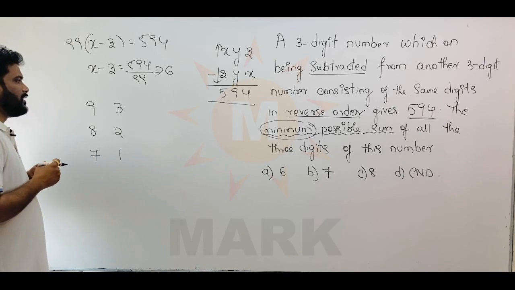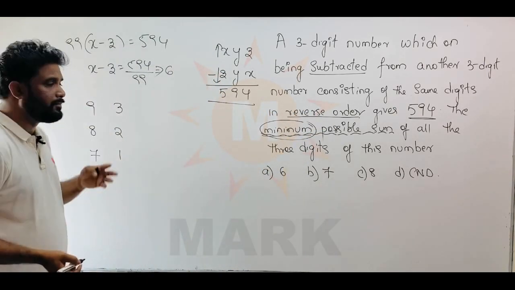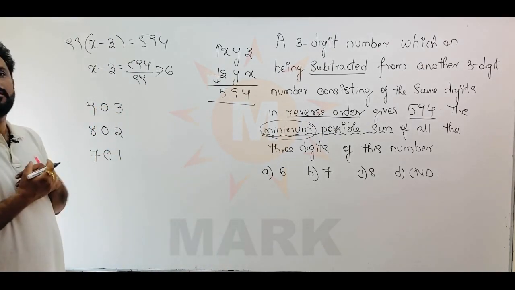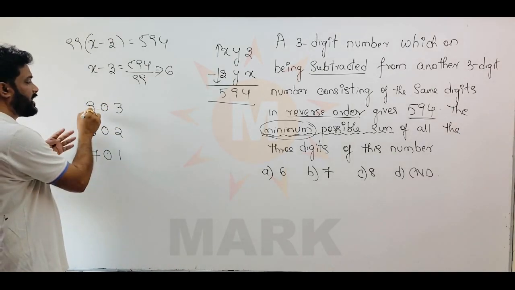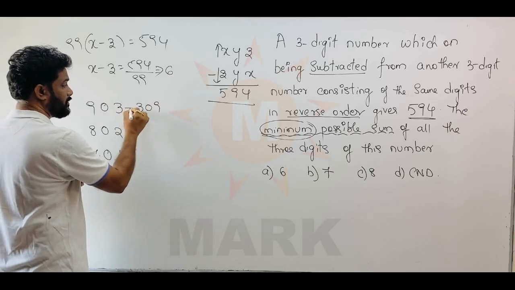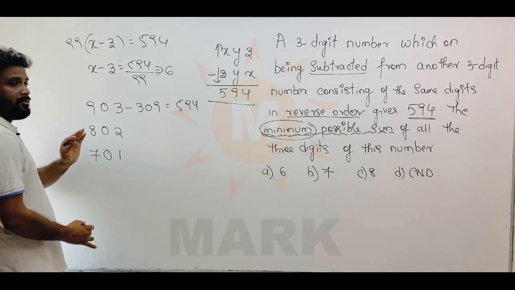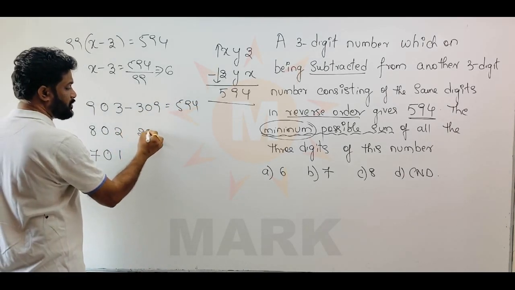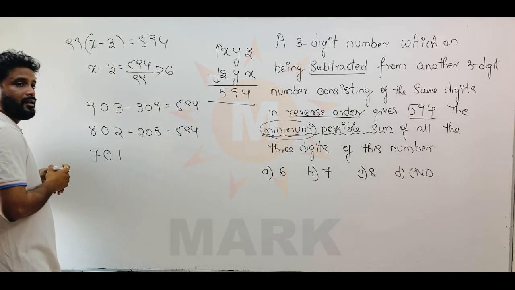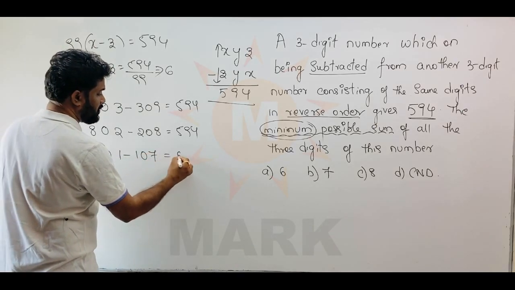Fine, very good. Now he is asking for the minimum possible sum. For the minimum condition, I am putting 0 in the middle digit, because if you put 0, you will get a minimum sum. The first choice is 903. If I reverse the digits, you will get 309, and the difference is 594. The second number is 802. If you reverse the digits, you will get 208, and the difference is also 594. And 701 minus 107 is also equal to 594.